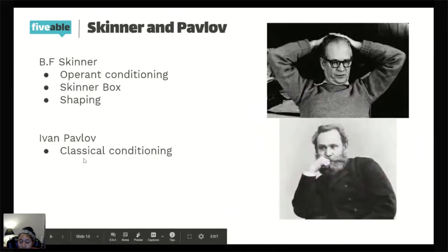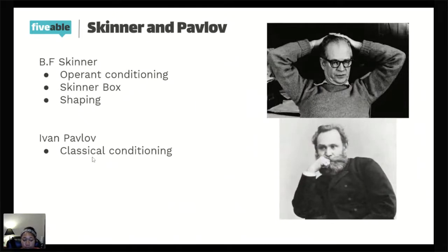Okay, so this is Unit 4, right? And Unit 4 is about conditioning and sorts. So two very, very important people that you want to make sure you are familiar with for Unit 4 of AP Psychology include B.F. Skinner and Ivan Pavlov. B.F. Skinner is known for operant conditioning and the Skinner box and shaping, whereas Ivan Pavlov is known for classical conditioning.